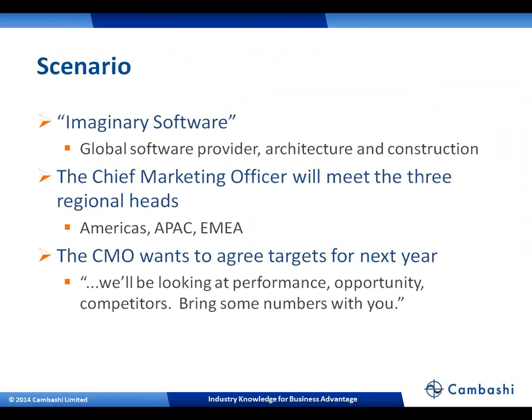Today I have marketing planning responsibilities for a business called Imaginary Software. Imaginary is a global provider selling into architecture and construction. As Tony mentioned, there's going to be a meeting between the CMO of Imaginary and the 3 regional heads, the heads for Americas, APAC and EMEA. They'll be setting and agreeing and discussing targets for next year, and my job will be to provide information for this meeting.